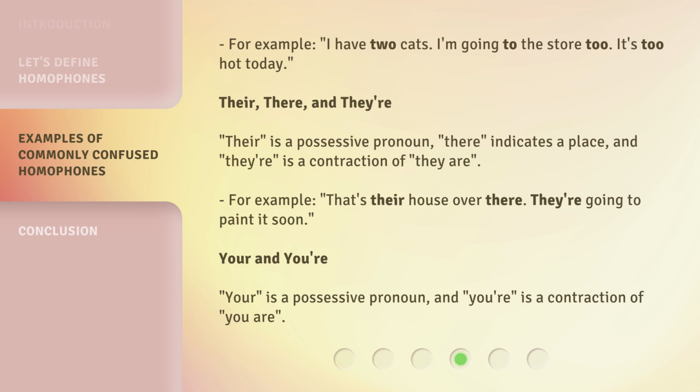There, their, and they're. Their is a possessive pronoun. There indicates a place, and they're is a contraction of they are. For example, that's their house over there. They're going to paint it soon.